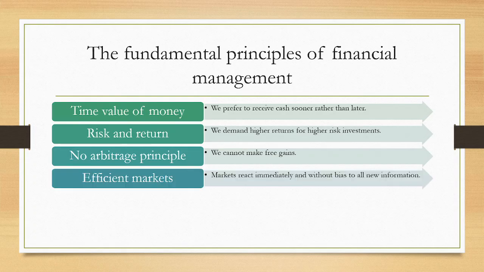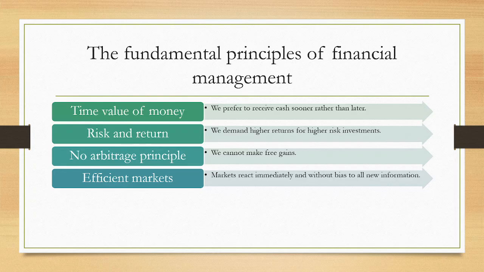Our next fundamental principle is that of efficient markets. The efficient market hypothesis essentially says that markets react immediately and without bias to all new information. This means that we cannot consistently outperform the market. There are three forms of the efficient market hypothesis, namely the weak form, the semi-strong form, and the strong form.